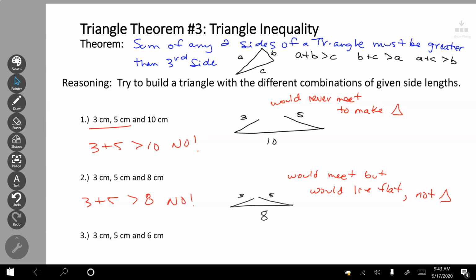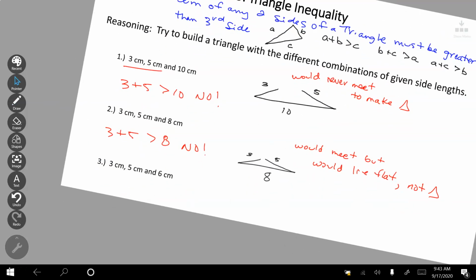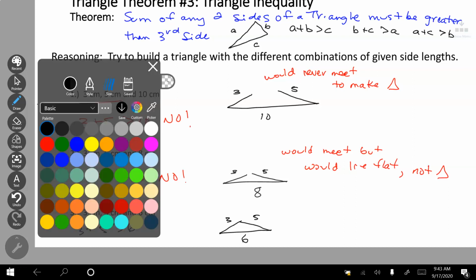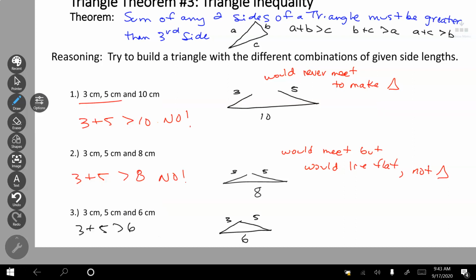And then finally, this last one, I have this side is 6, this side is 3, this side is 5, and 3 plus 5 is greater than 6. So, yes, I finally have a triangle. So when I do the triangle inequality theorem, I always take the two shorter sides and see if their sum is greater than the third side.